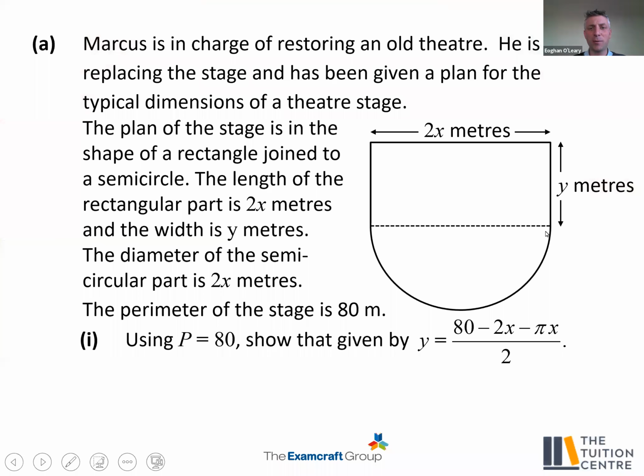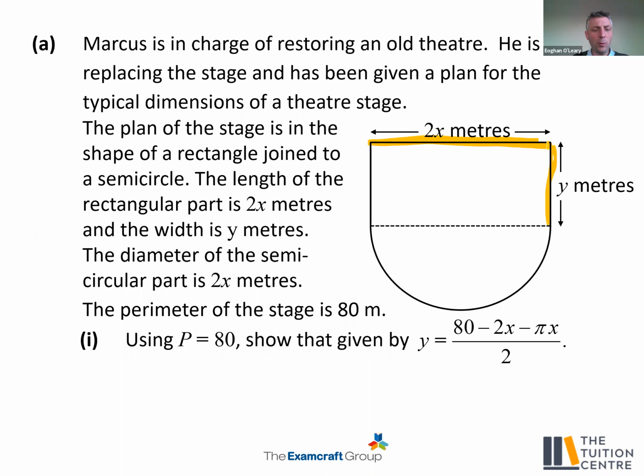Marcus is in charge of restoring an old theatre. He's replacing the stage and has been given a plan for the typical dimensions of a theatre stage. The plan of the stage is in the shape of a rectangle joined with a semicircle. The length of the rectangular part is 2x meters and the width is y meters. So we have our 2x, our y.